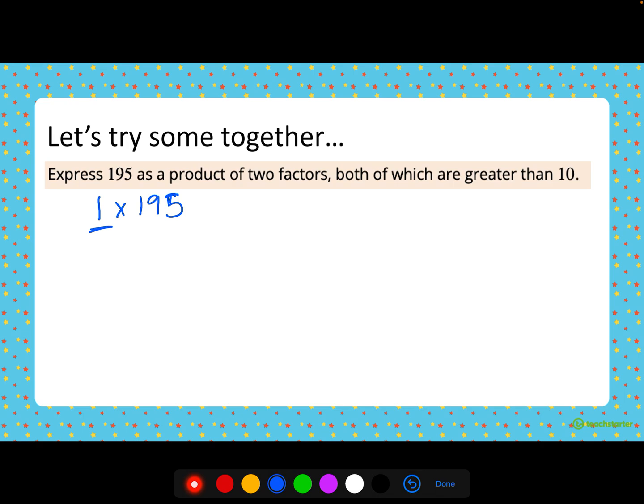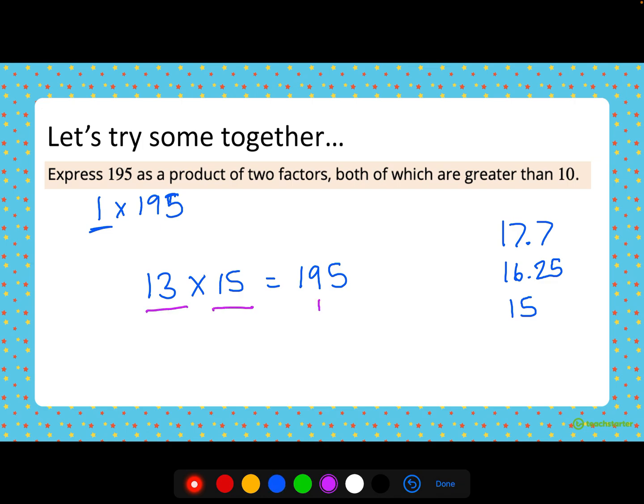Otherwise, you can just figure out 195 divided by 11, that comes out at like 17.7. That's not a whole number, so it can't be 11. 195 divided by 12, that's 16.25. Again, not a whole number, it's not going to be that one. 195 divided by 13, oh, that's 15. So that's going to be the answer. So I got 13 times 15 equals 195. And that is showing 2 factors that make a product of 195, and both of them are greater than 10.